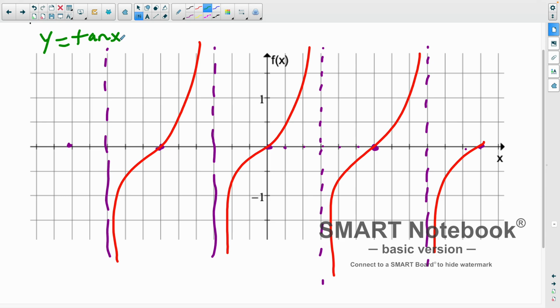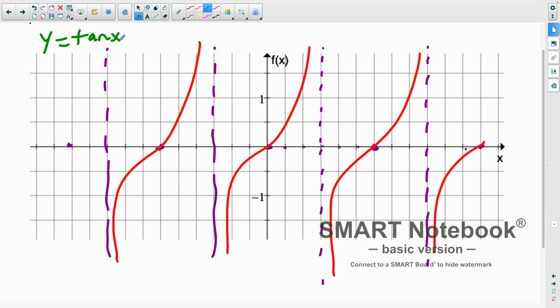Is it a one-to-one function? Does it pass the vertical line test and the horizontal line test? Vertical, yes. Horizontal, maybe not. But what do you see? They're already kind of segmented, and it's a little bit different. It's not a continuous graph like the others.